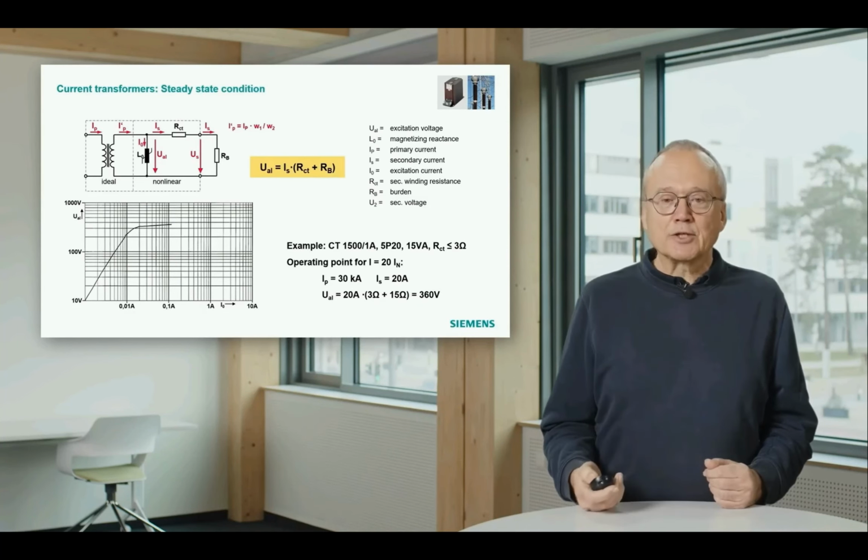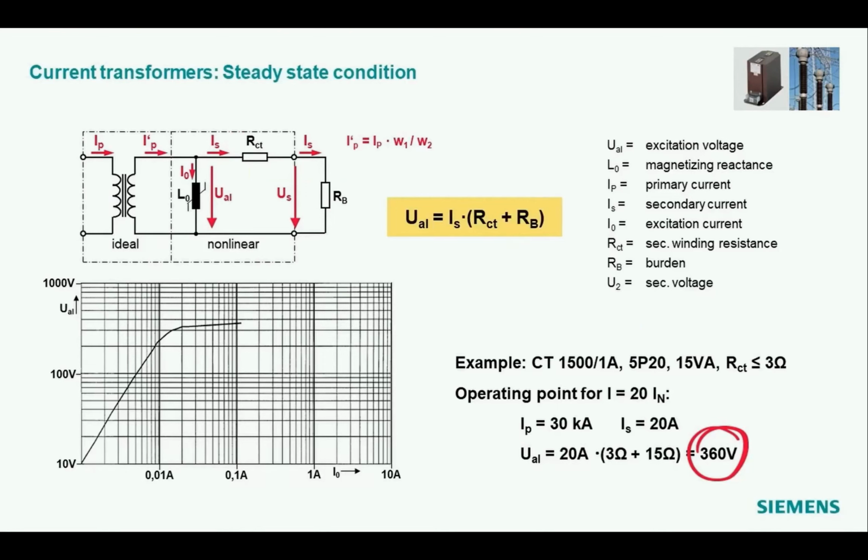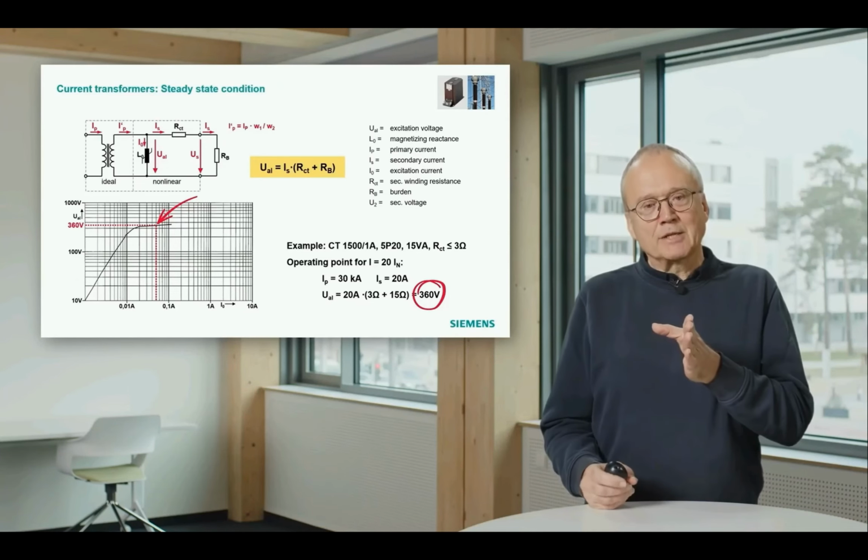So the result of this computation is we have the 360 volt. And with this 360 volt, we can now go into our diagram. We take the 360 on the vertical axis, go to our curve, and then from there we see the magnetizing current is something between 0.05. So that is the point where we reach the error limit.